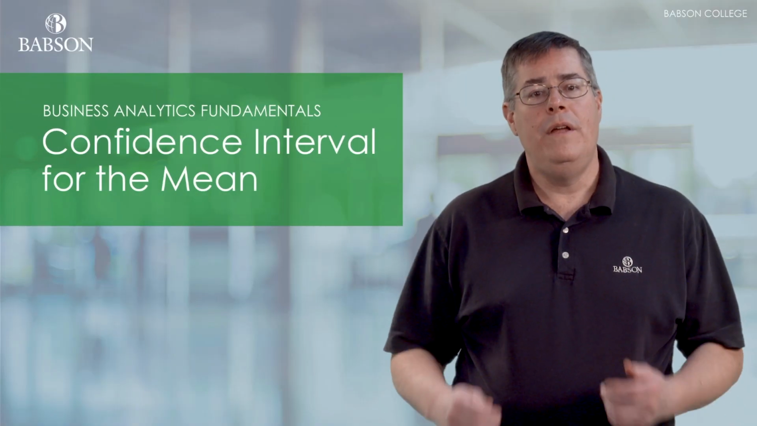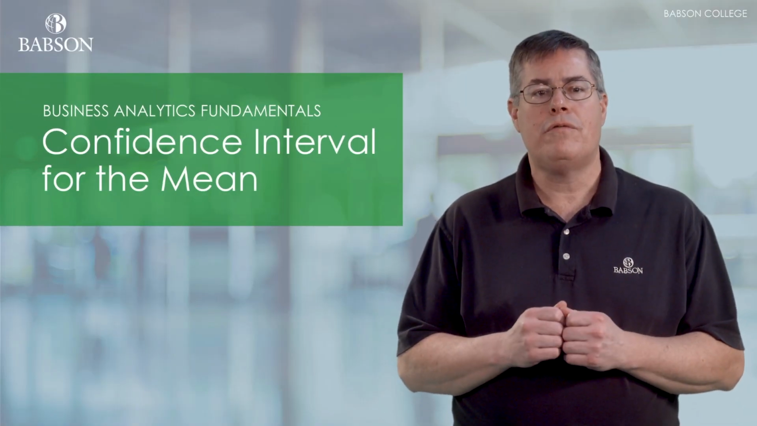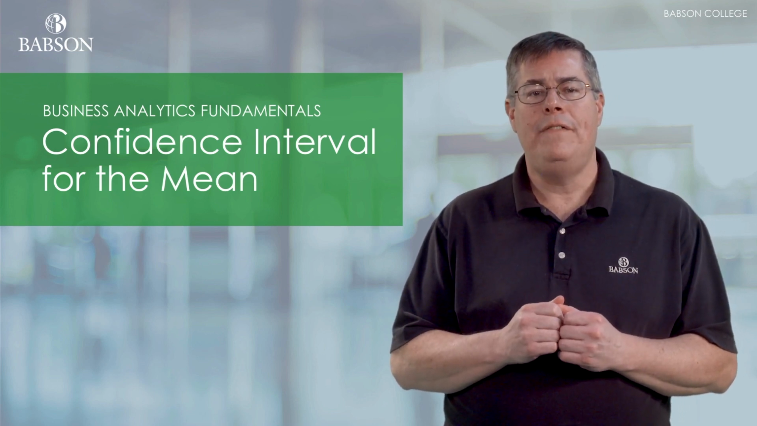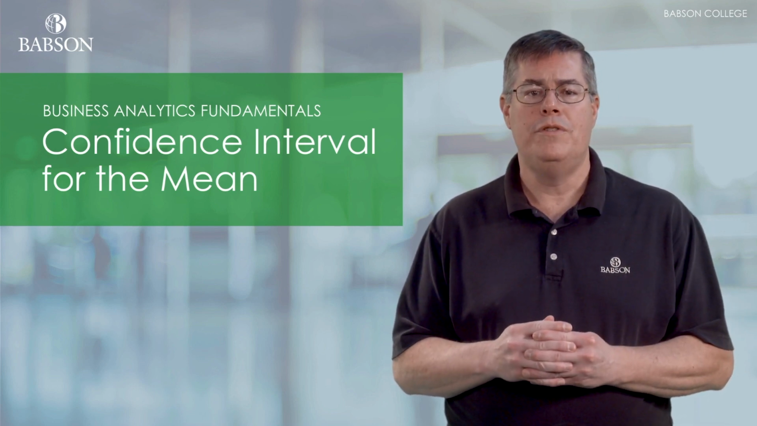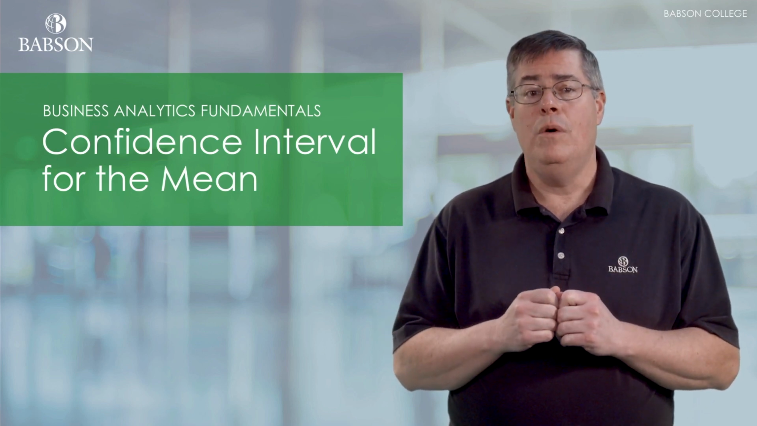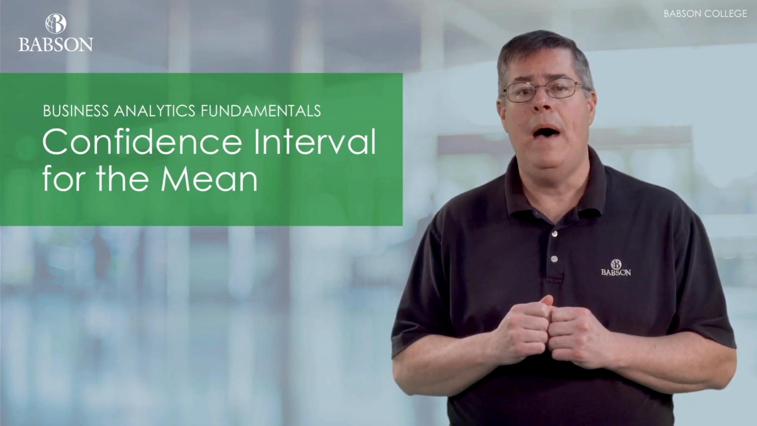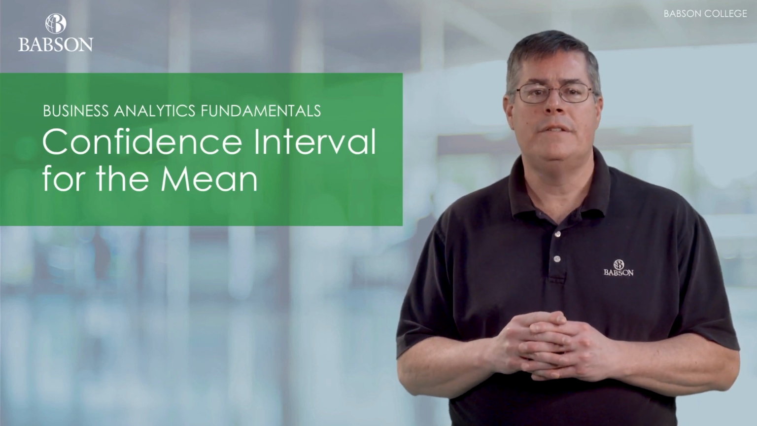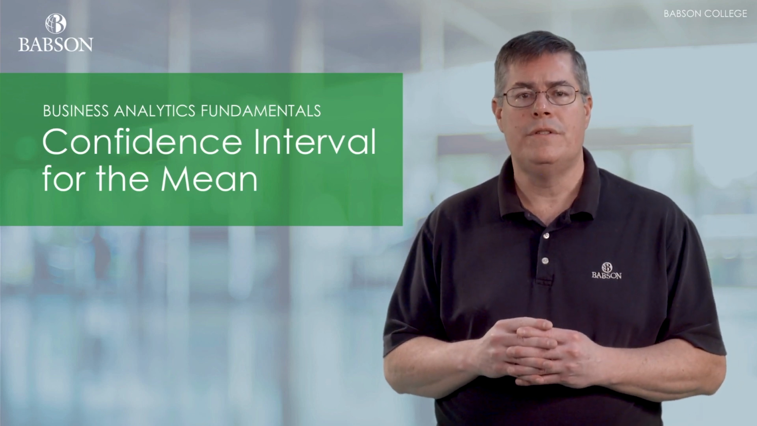This video will be an overview for the process of creating a confidence interval. In the last video, we created a confidence interval for the population proportion. Now in this video, we will create a confidence interval for the population mean, usually written as the Greek letter mu sub x, where x is our variable of interest.